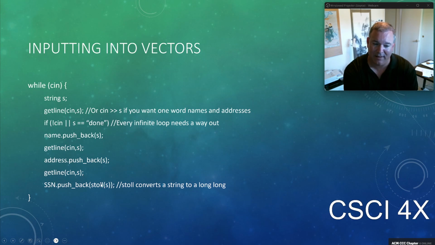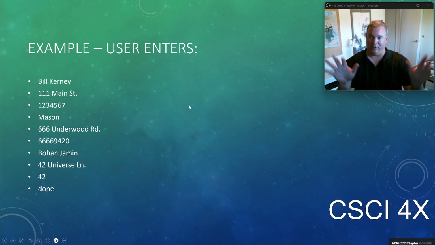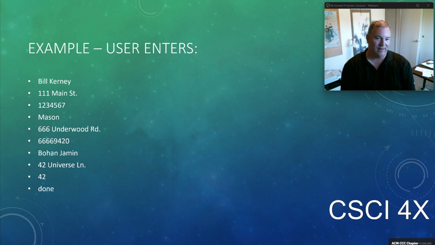So we get a line as a string, and we convert from string to a long long, and we add that to the social. Now, if we're inputting information like this, the user types in Bill Kearney, my address, 111 Main Street. Please don't come and egg my house. Here's my social, 1234567. Don't dox me, people. We type in Mason, whose address is 666 Underwood Road. His social is 666. Ben Bohan is at 42 University, now professor, with me and all this. Don't dox him, man. His social security number is 42.